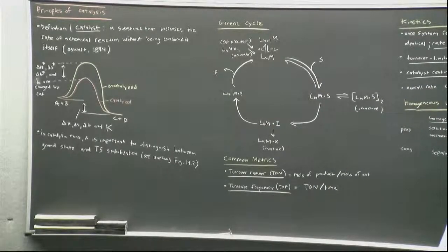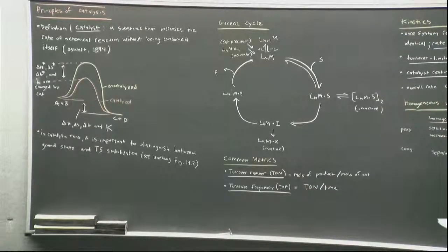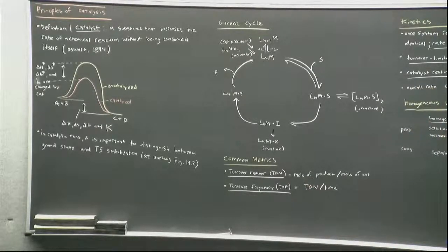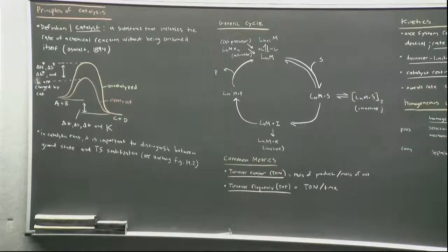And so some of the defining features that you'll see quoted in the literature are turnover number and turnover frequency. The definitions here are very simple. The turnover number is just defined as the moles of product that are produced per mole of catalyst. So for example, if you have a reaction that gives 50% product and you put in 10 mole percent catalyst, then that's 5 turnovers. And then turnover frequency is just the turnover number divided by some unit of time.